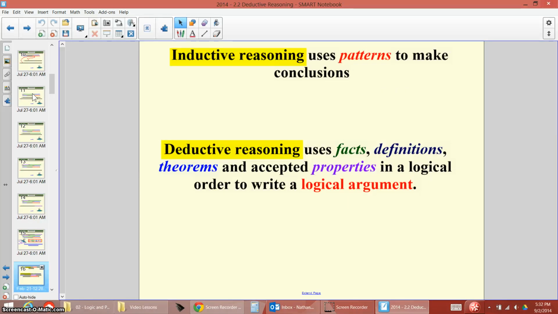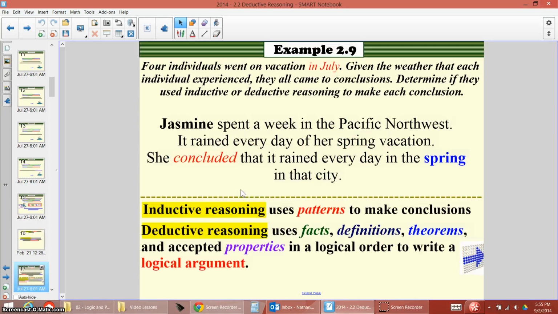All right, inductive reasoning uses patterns to make conclusions. Deductive reasoning uses facts, definitions, and theorems to prove their logical arguments, or to write logical arguments. I'm going to get out my notes packet so I can follow along. All right, so deductive reasoning, we're still in the basic concepts area, still up at the top. We've gone over deductive and inductive reasoning, and we've talked about the law of syllogism, okay? So just trying to keep you on par with your note packet.